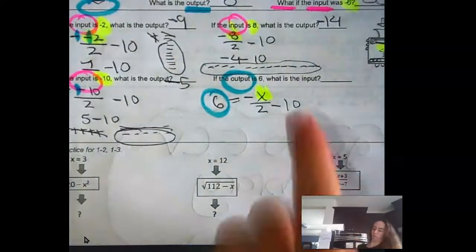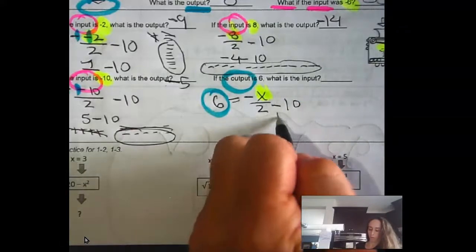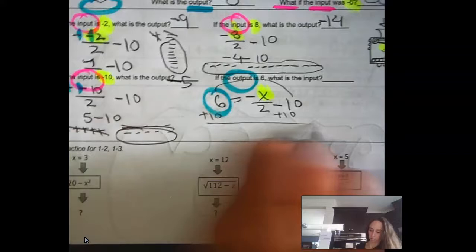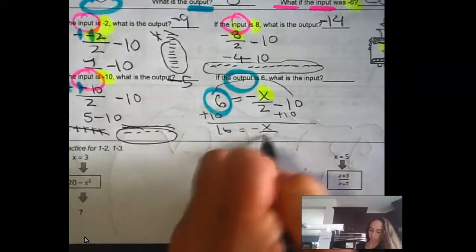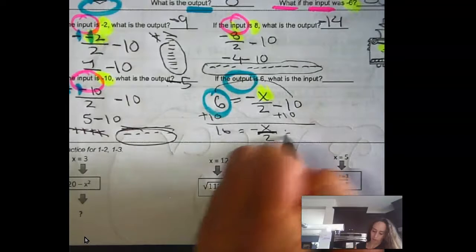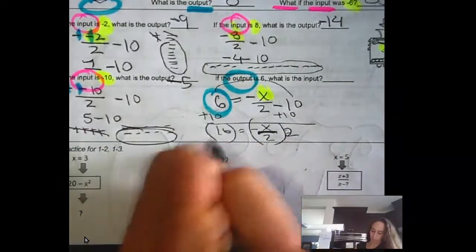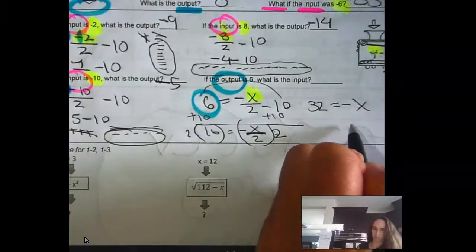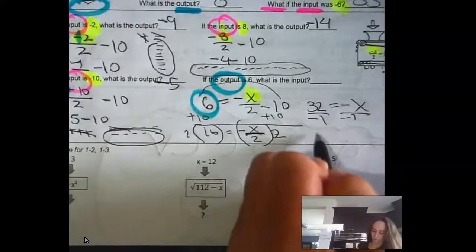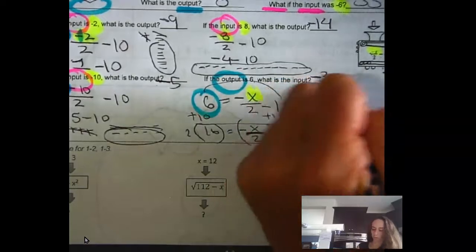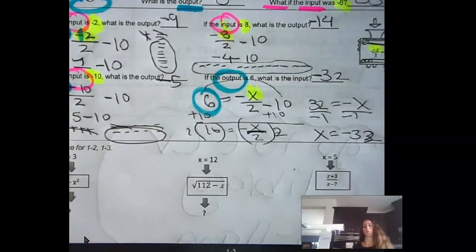Okay? So we know what we're going to do. We're going to move this to both sides, so I'll go plus 10, because I've got to take the number over there. 16 equals negative x divided by 2. This line means divide. The opposite is multiply. 32 equals negative x. Divide by negative 1. X equals negative 32. That was a hard one for sure. Don't worry about that one as much, okay?